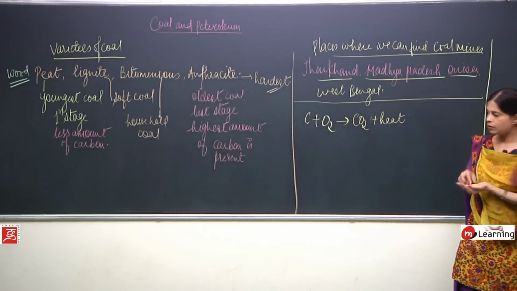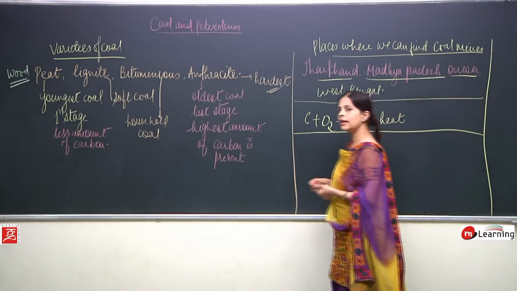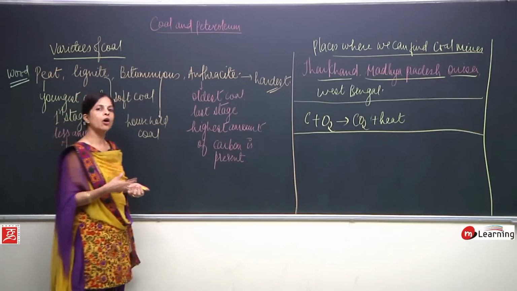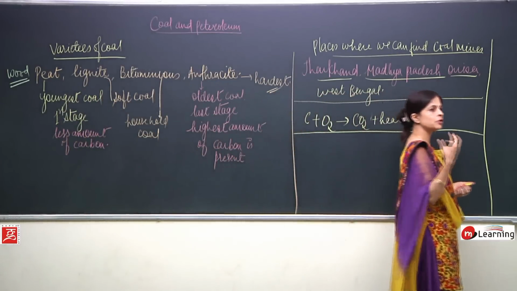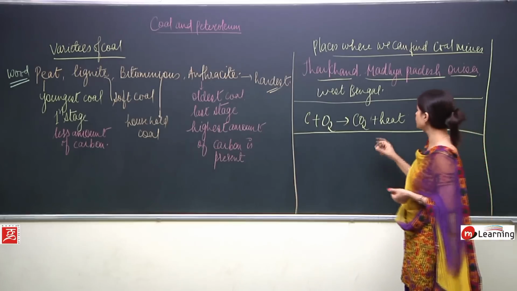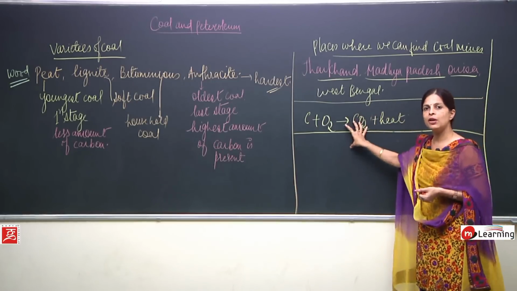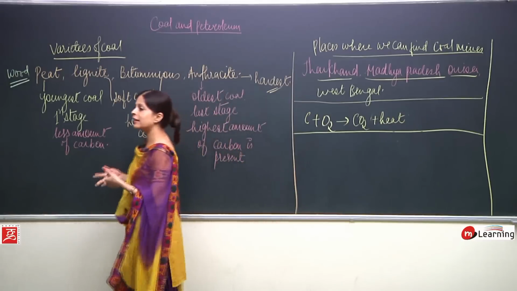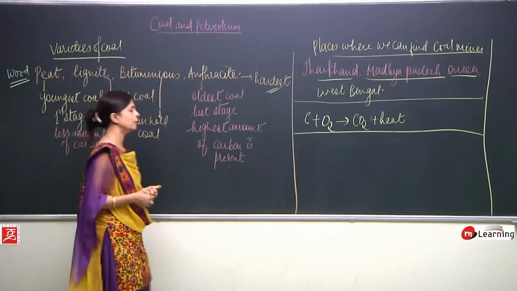Okay, so now what else can be done? Can coal be only burned to produce heat and energy? When we burn coal, can we find only these two things, carbon dioxide and heat, or is there something else which can be obtained from coal?